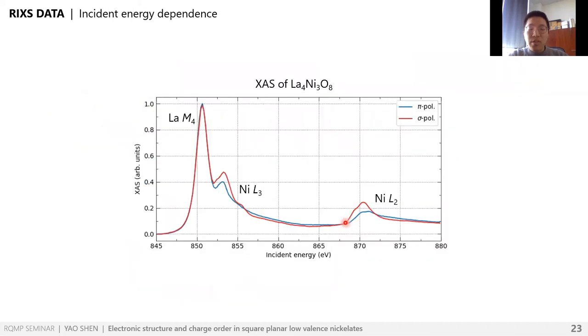Then we can switch to the RIXS measurement. First, we check the L3 absorption, and we can see a nice peak at the nickel L3 edge and the L2 edge with strong dichroism. However, as you can see, the lanthanum M4 edge is much stronger. So if you measure at the nickel L3 edge, it can strongly distort your data. In order to get rid of the contamination, we'll just focus on the nickel L2 edge, which is far away from the lanthanum M4 edge.